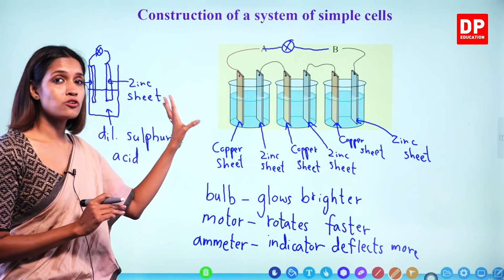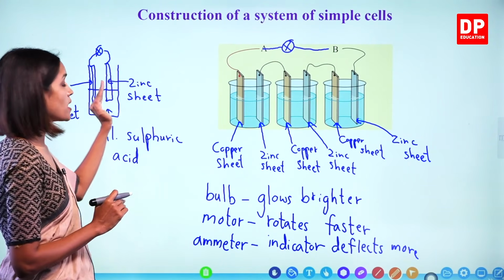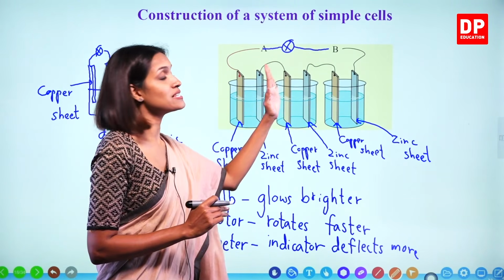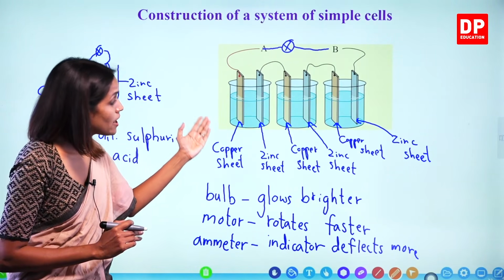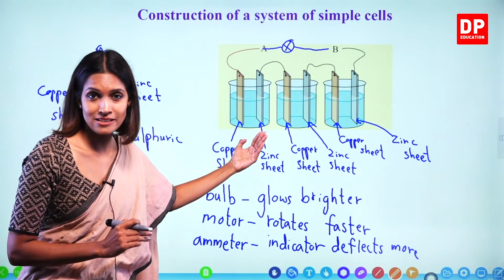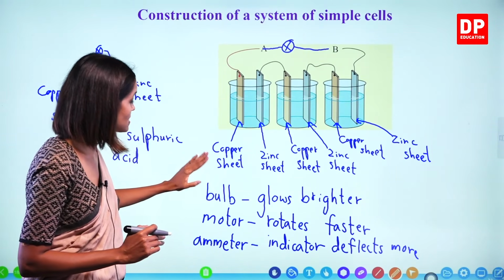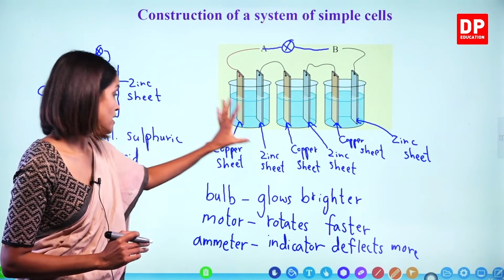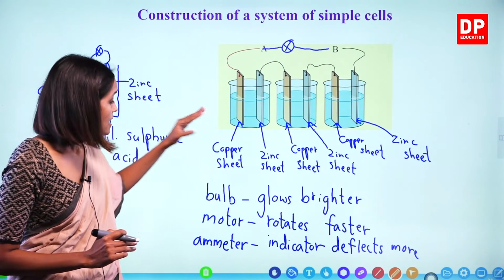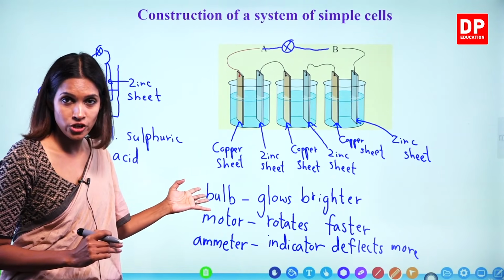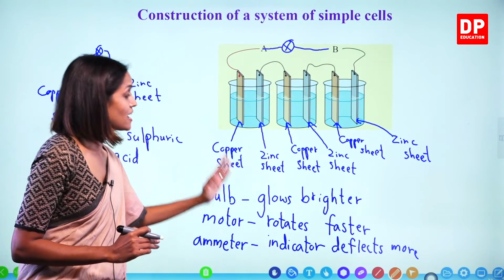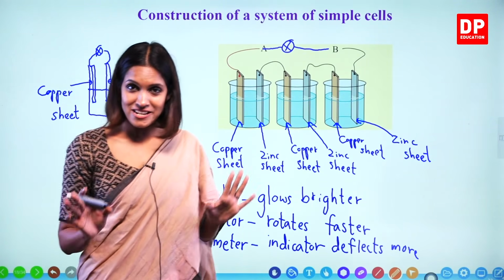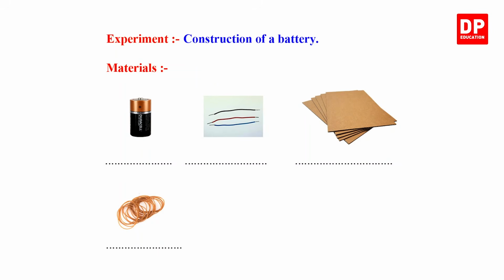Now there's a certain amount of electricity supplied by one simple cell, but when you use this setup with 3 simple cells, it will obviously supply more power, more electricity. So when more electricity flows through these equipment, they will work better, right? So bulb glows brighter, motor rotates faster, and the ammeter indicator deflects more. It all indicates that more electricity is supplied by 3 cells. Understand, children? Right.